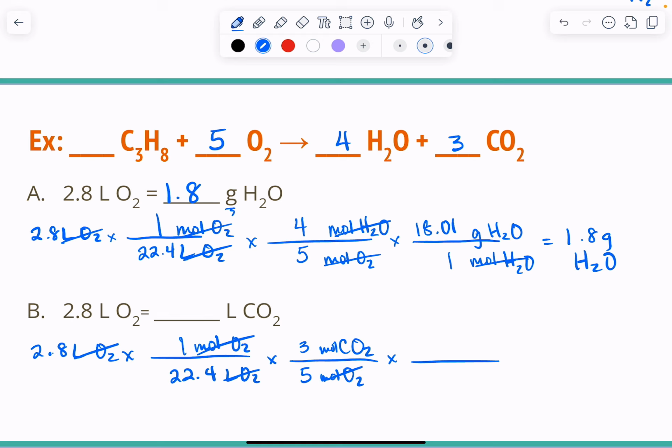And then finally, we need to get to liters. So you're going to use that conversion factor that you can use when your gas is at STP, 22.4 liters per mole. Moles will cross out, and you are left with 1.7 liters of CO2.